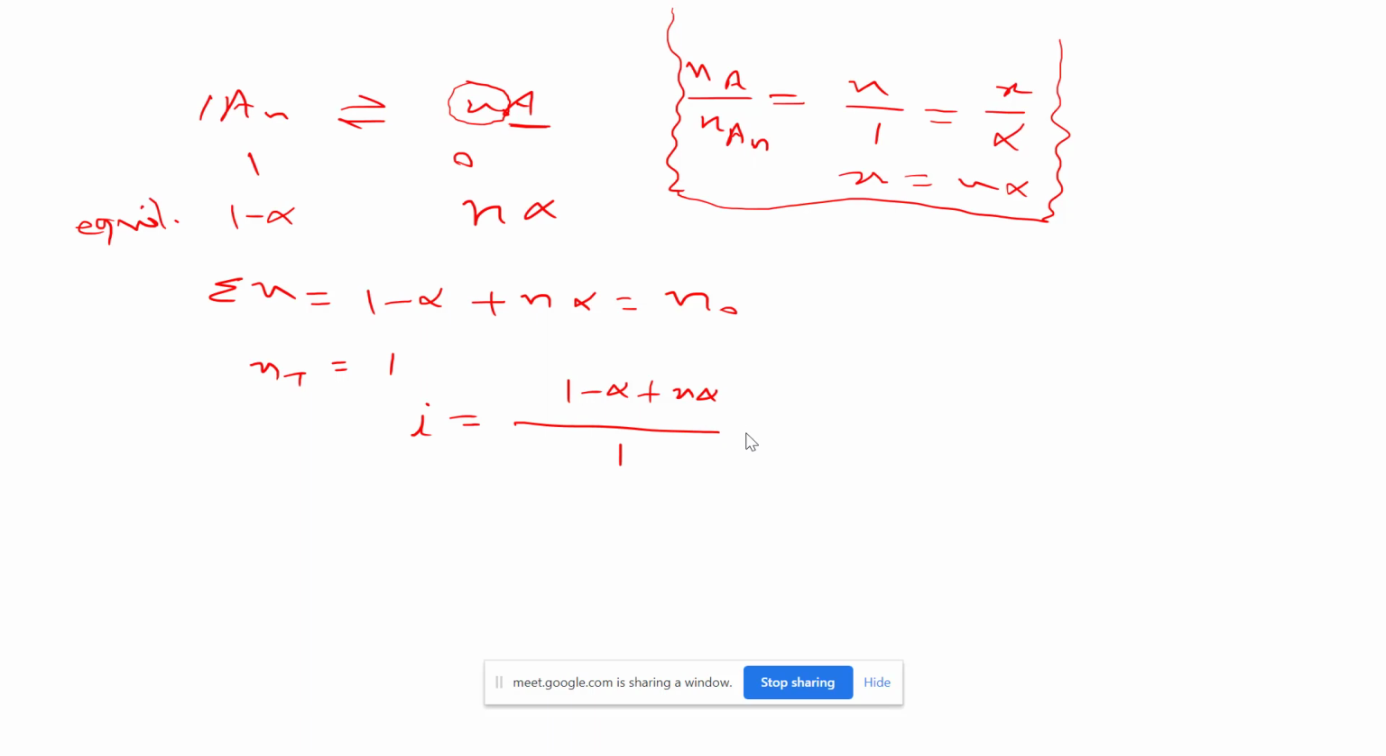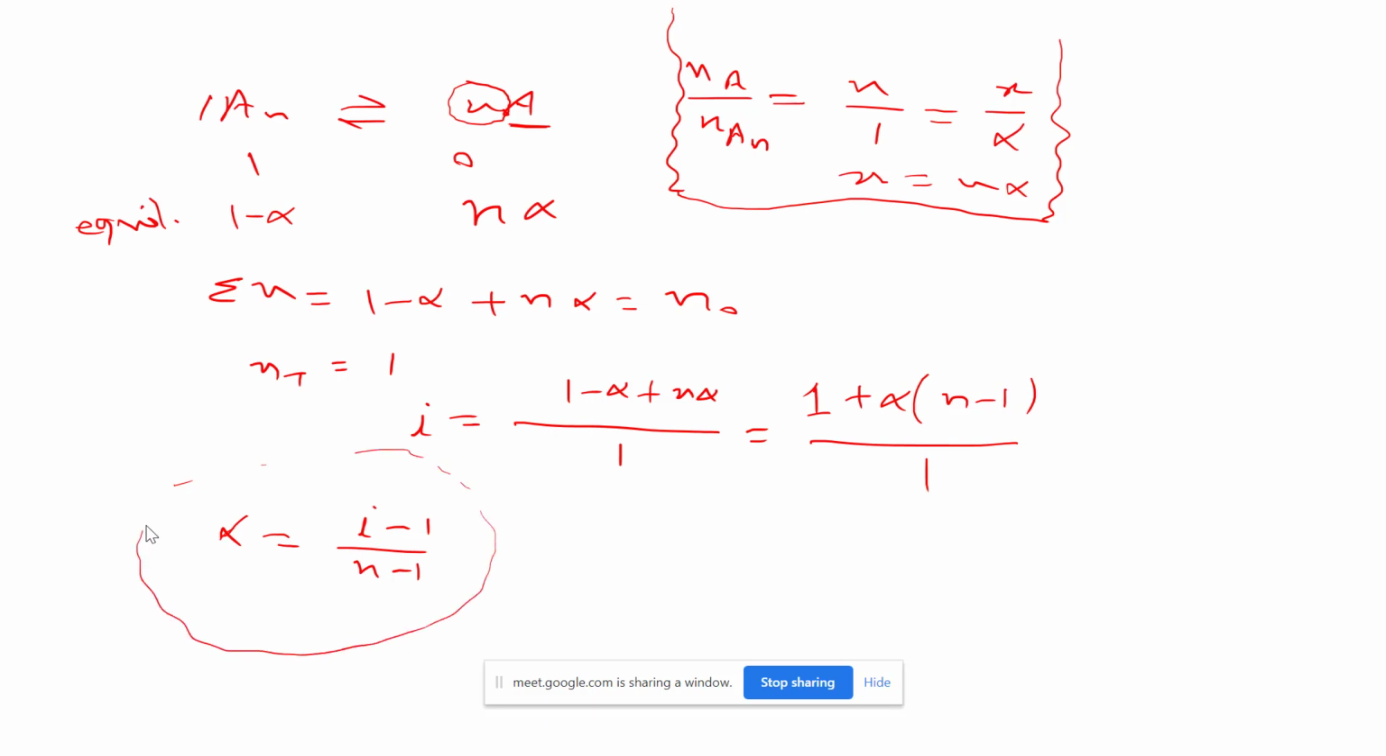And now we can modify it as well. We can take alpha common here. So 1 plus alpha into n minus 1. Is it right? Upon 1. Yes, sir. And we can modify this as alpha equals i minus 1 upon n minus 1. So we are getting the expression of alpha from the same. Got it? Yes, sir. So this is the expression we are calculating for weak electrolytes' alpha.